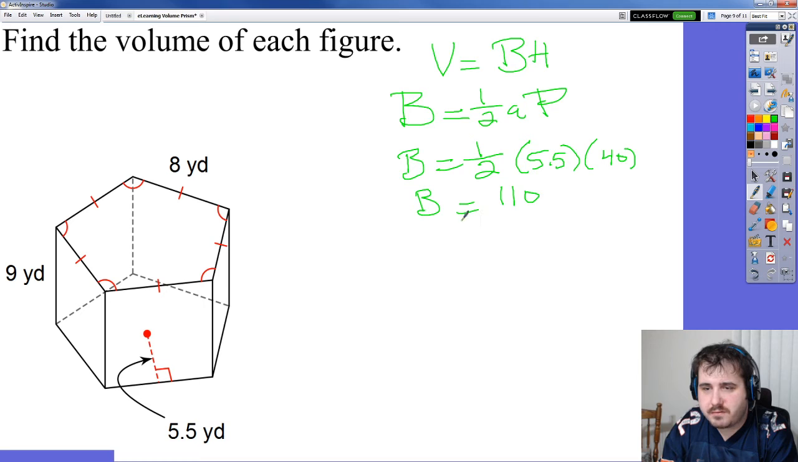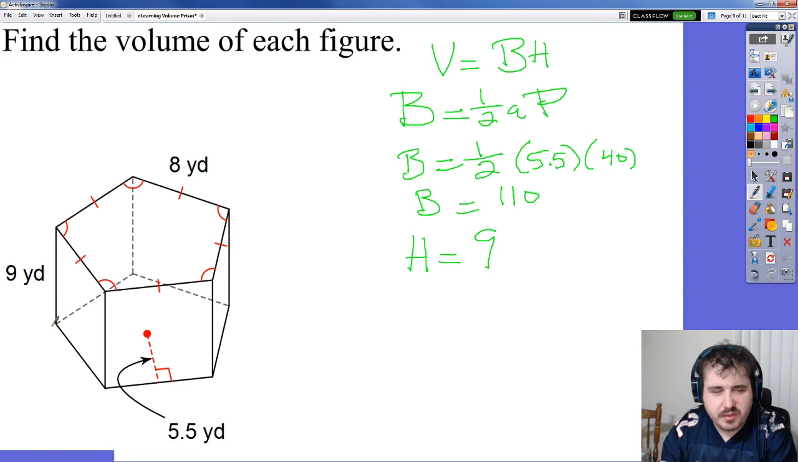Where did you get 1/2 times 5.5 times 40? Where did you get 5.5 times 20? Well, I just took the half and I multiplied it to the 40, right? Remember, multiplication is commutative. You can do it in any order you want. As long as they're all multiplied together, you can pick your order. So now we got the height, and the height is the thing that we haven't touched yet. We used that, we used that. We haven't used the 9 yet, so there's our height, right?